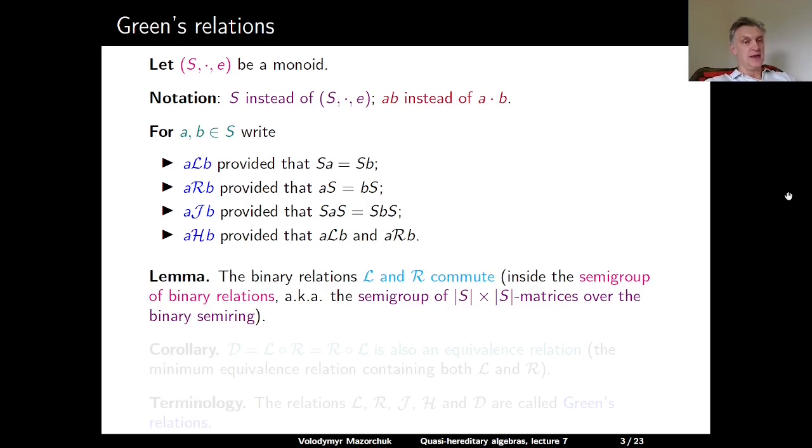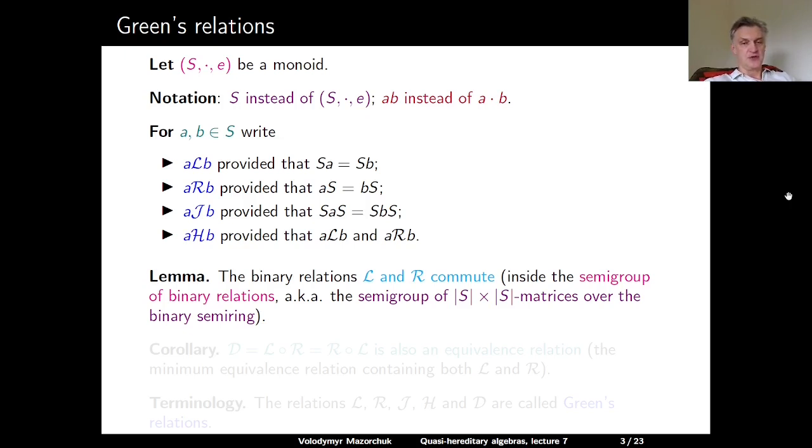A little technical lemma says that the binary relations L and R commute as binary relations. So we have the semigroup of binary relations. Any binary relation on a set can be seen as a matrix whose rows and columns are indexed by the elements of the set and whose entries are 0 and 1. And 0 and 1 are exactly the elements of the Boolean semiring. So we have a 0, 1 matrix. So a matrix with coefficients in a semiring, we can multiply such matrices.